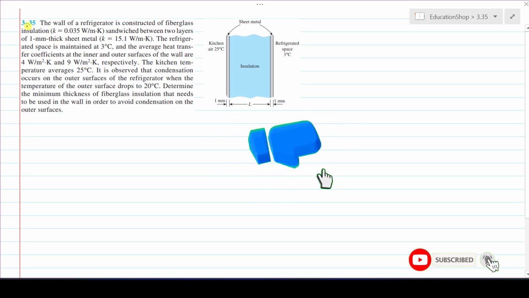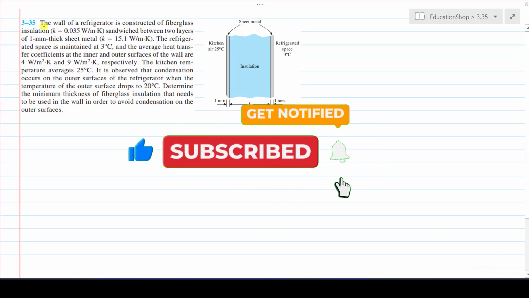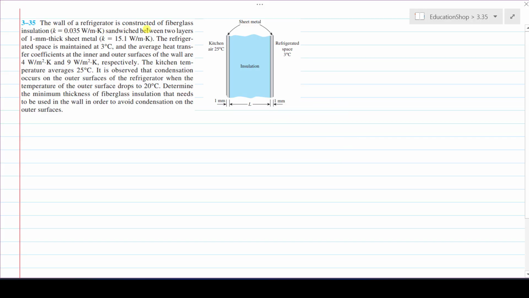In this video, we solve problem 3.35 from the book Heat and Mass Transfer by Çengel, 6th edition. Here is the statement of the problem. The wall of a refrigerator is constructed of fiberglass insulation. Its thermal conductivity is 0.035 watt per meter Kelvin, sandwiched between two layers of 1 millimeter thick sheet metals.